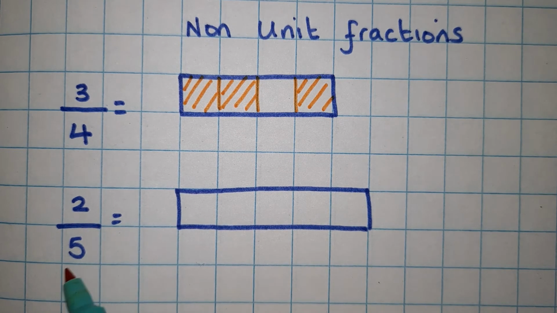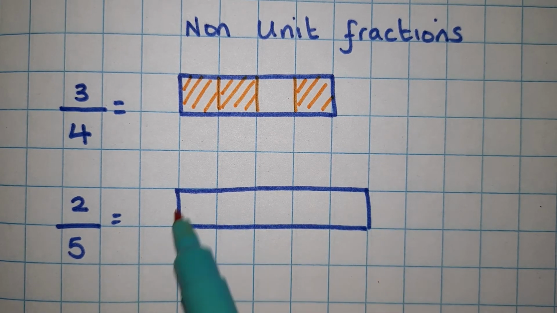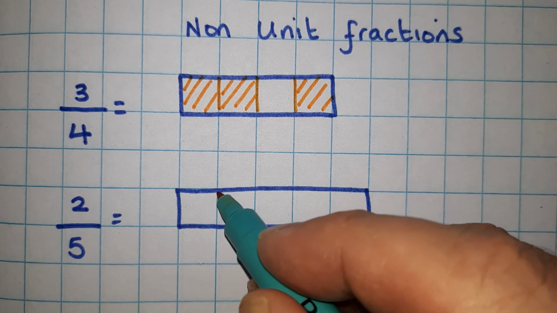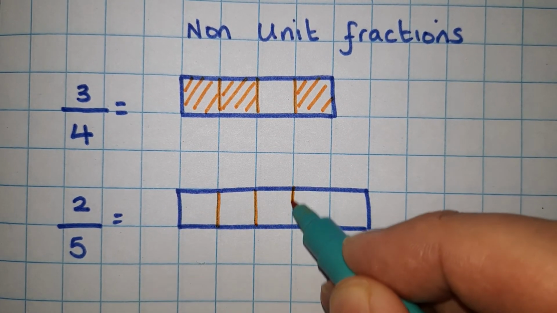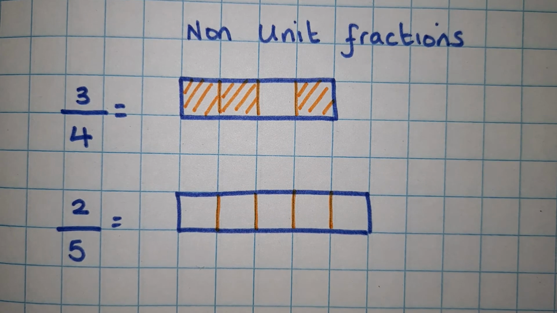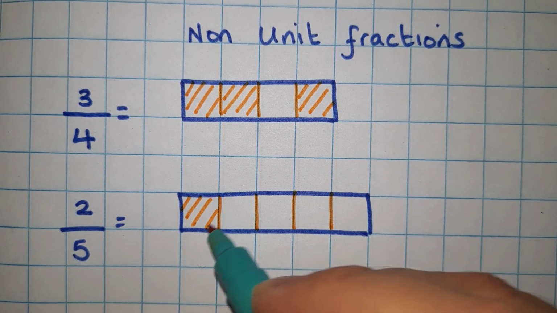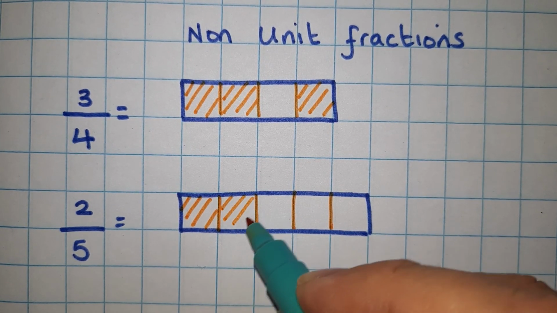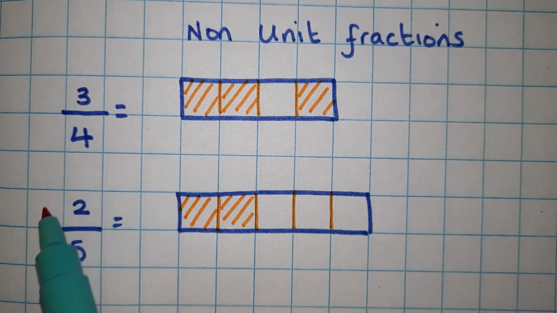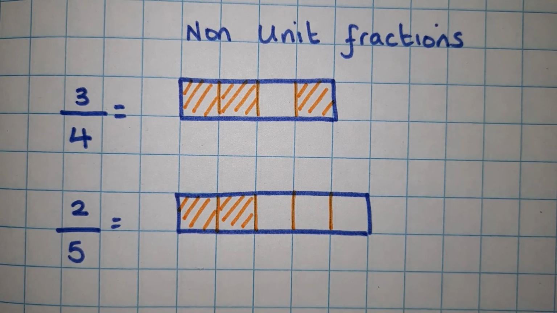Our next fraction is 2/5. So the denominator tells us that we need to break our bar into 5 equal parts. And the numerator tells us that we need to have 2 present. 1, 2. So this bar represents 2/5.